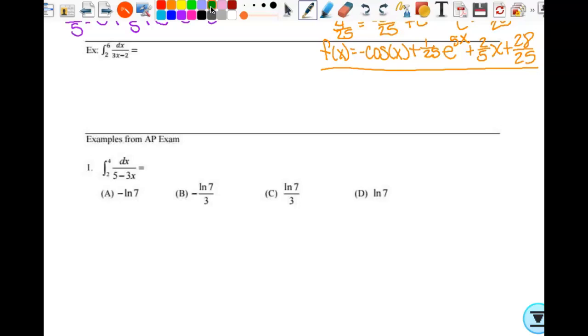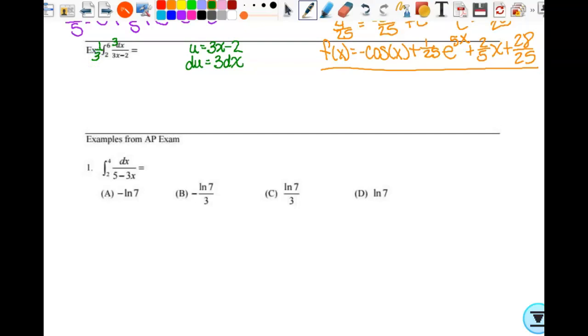Plug in. Find your u. Do you think we need a u? No? I'm thinking we need a u. So if I make u equal to 3x minus 2, that means du is equal to 3 dx, right? So this is 3. That makes this 1/3 out here.